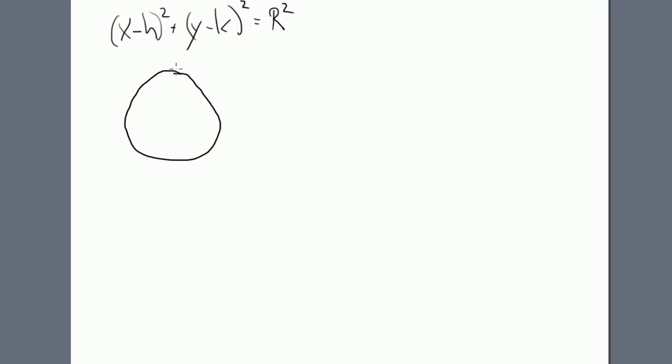X minus h squared plus y minus k squared equals r squared. Soon you'll see an A along the bottom. We grab the circle, and I think we start with this.